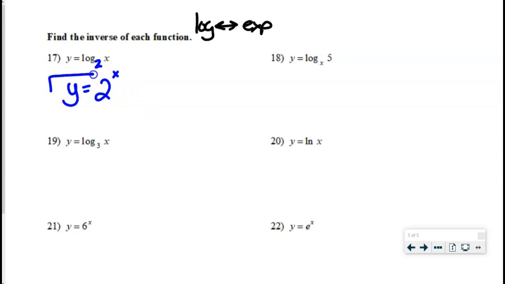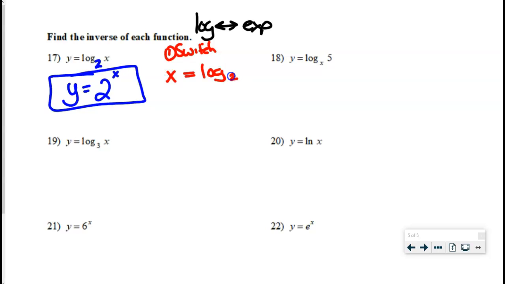In Algebra 2, we give you really, really easy questions where you can just quickly rewrite them because there's no transformations in them. But technically what you're supposed to be doing is your steps for inverses, which, remember, your first step was to switch the x and y. So we would have rewritten it as x equals log base 2 of y. And then your second step would be to solve for y.